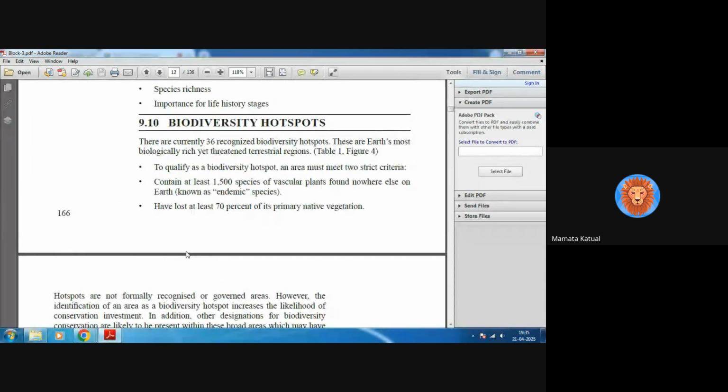So then what are the biodiversity hotspots? Currently there are 36 recognized biodiversity hotspots. These are Earth's most biologically rich yet threatened terrestrial regions.